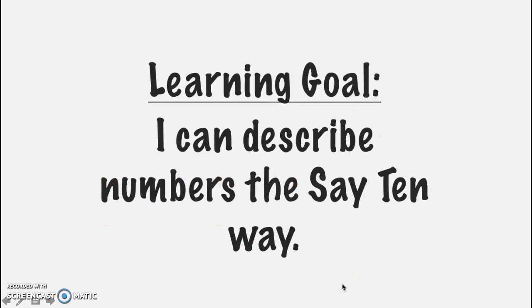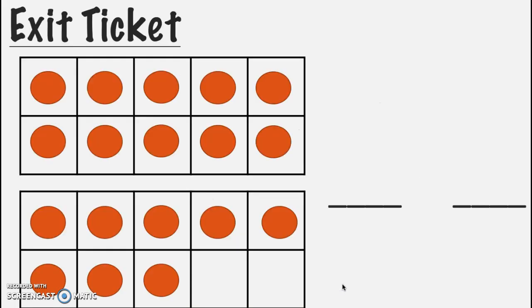All right, so our learning goal said I can describe numbers the say 10 way. And we figured out that we could say the 10 and then say the ones. All right, so here we go. We have a 10 filled up, and then we have some ones in the bottom to make 18 altogether. I would like you to go ahead and say 18 the say 10 way and send me a quick video for your exit ticket.